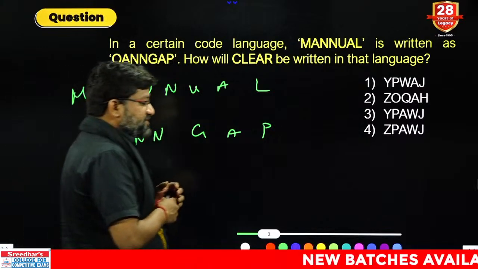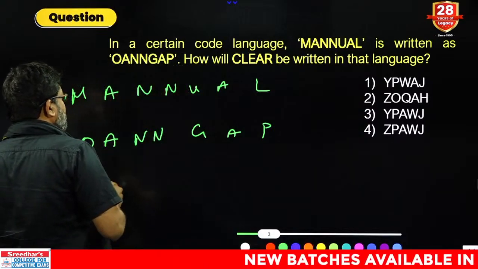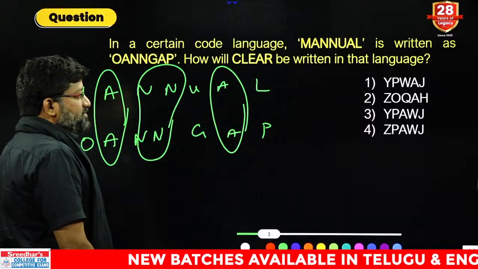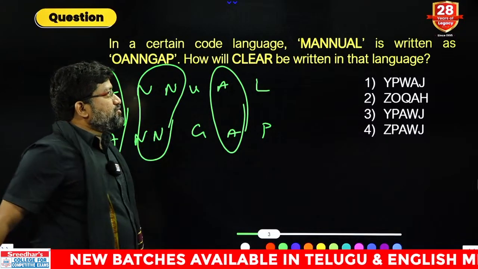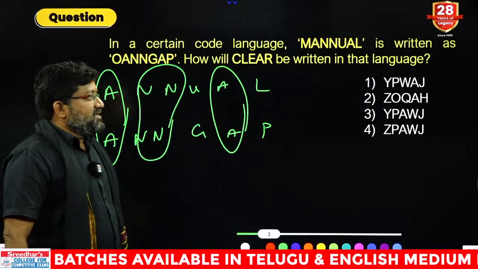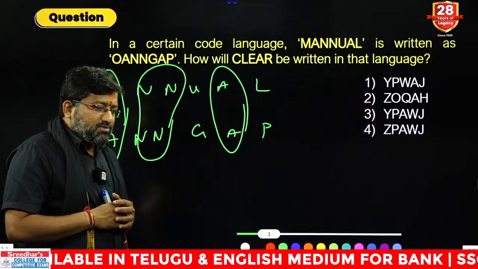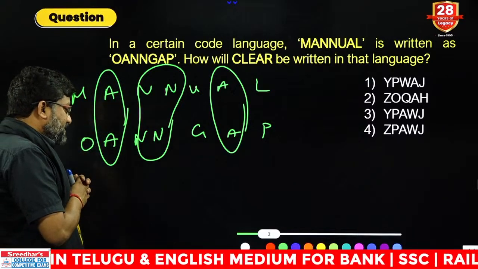Let's try to solve this question here. Students, what's happening here? One thing is for sure, A is coded as A and these two N's are being coded as N. Sir, how should I guess this answer? What should be the logic? So remember, A is remaining as A.